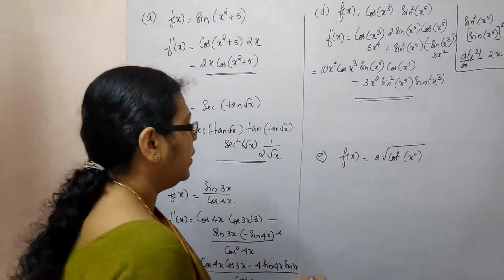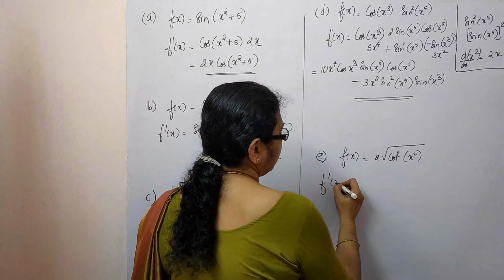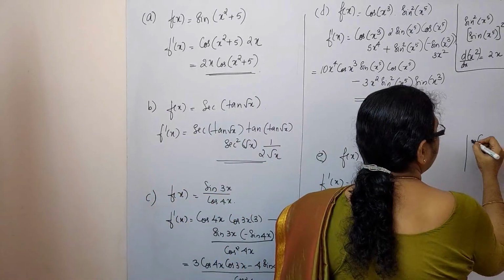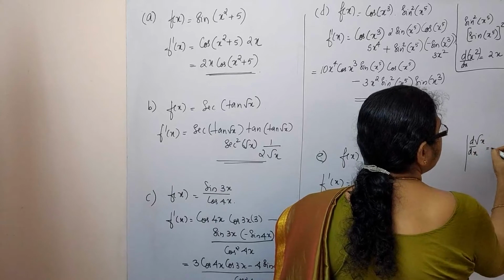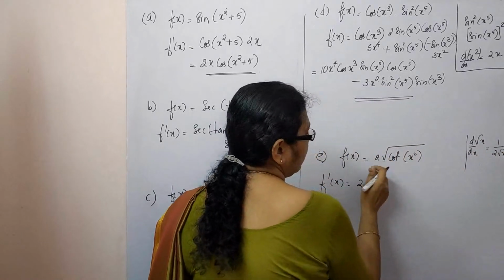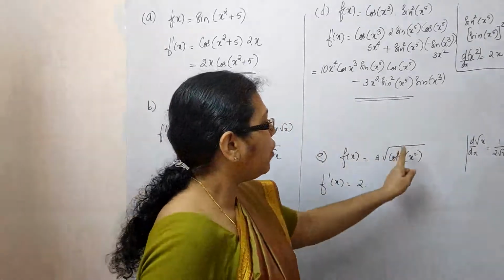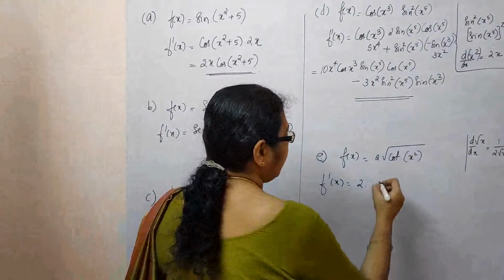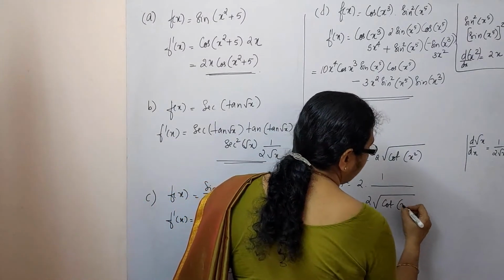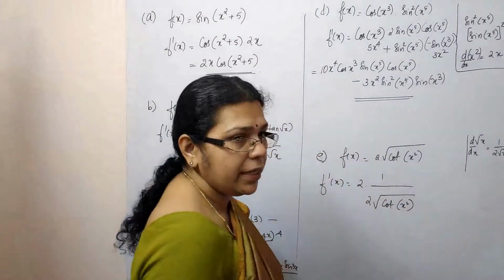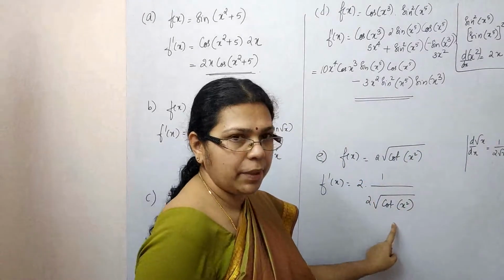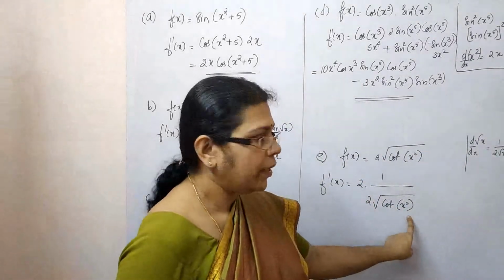Okay? Next one. F dash of x. Here, what's the derivative of root x? d by dx of root x is 1 by 2 root x. So here what do you have? 2 is a constant that is there. Root of cot of this, that is 1 by 2 root of cot of x square. Right? 2 into root of x, 1 by 2 root x. In the place of x you have cot of x square.